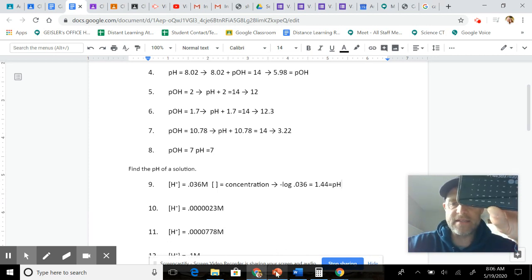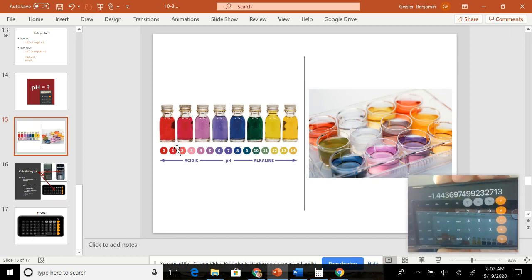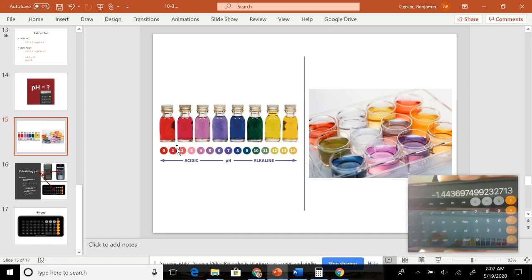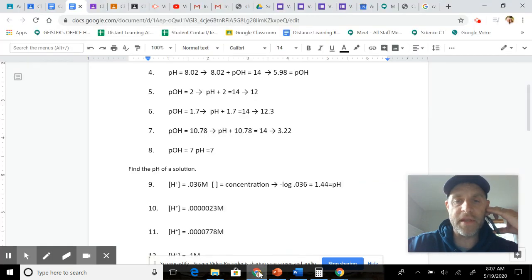So again, it's like this color. It's 1.44. So I know it's way over here. It's very acidic. This would be red if I put cabbage juice in it. But it's not just one, it's 1.44. And I could go 1.4436974992327713. I could get really specific, right? This is a much more specific, concise number. It's the same thing, but now I'm actually able to put a calculation to it.